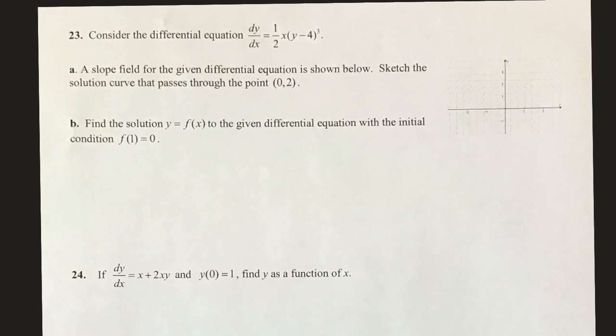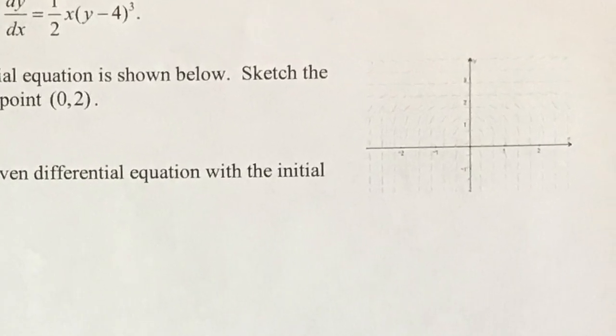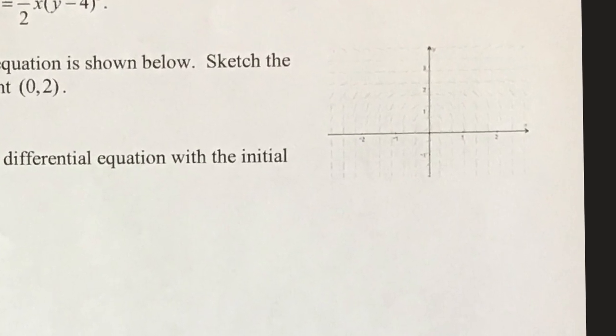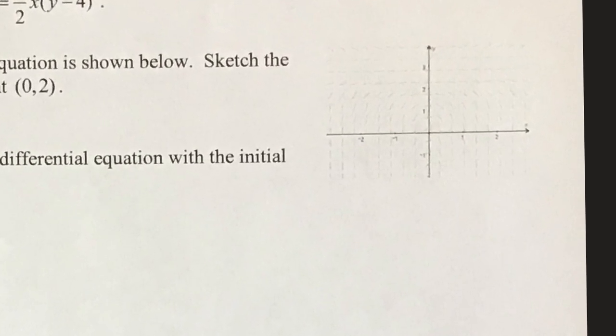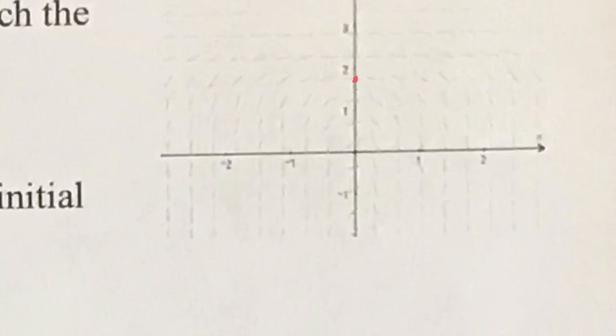Okay, we made it to the last page, and there are some doozy problems on here, so let's do our best to make scratch work all over the place. Anyway, here we have our differential equation, and we have the slope field given to us already. So it says, sketch the slope field between 0, 2. So let's see, where is that? 0, 2 is right here.